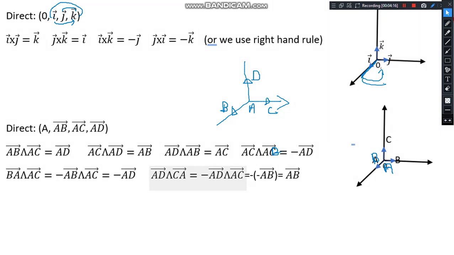So this is for direct. BA, AC: because I need to start by A, if you switch it, it will be minus. AB, AC directly will be AD, and if you switch, you have minus AD. If you do AD, AB will give you AC. AC, AD will give you AB. But AD and before it AC, I'm moving opposite, it will give you minus AB. So this is instead of using the hand rule.